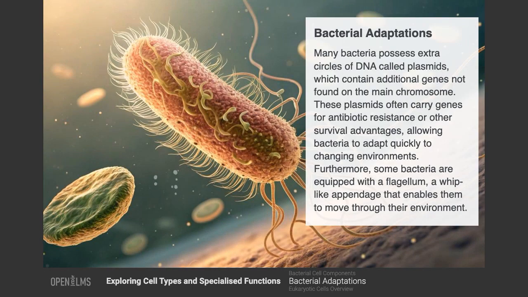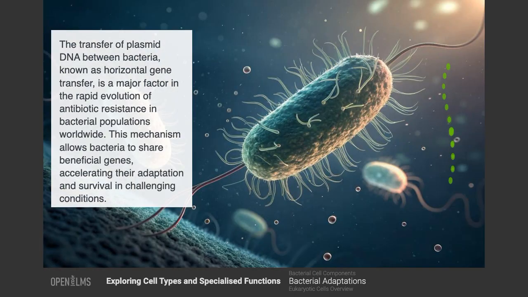Bacterial adaptations. Many bacteria possess extra circles of DNA called plasmids, which contain additional genes not found on the main chromosome. These plasmids often carry genes for antibiotic resistance or other survival advantages, allowing bacteria to adapt quickly to changing environments. Furthermore, some bacteria are equipped with a flagellum, a whip-like appendage that enables them to move through their environment.